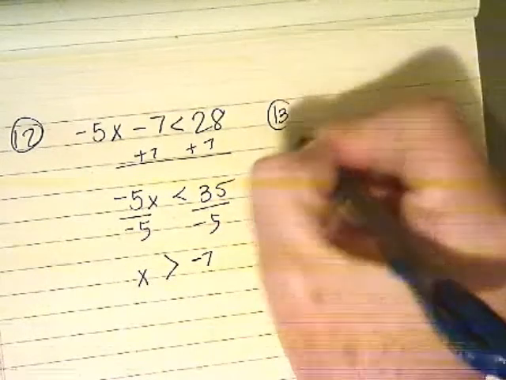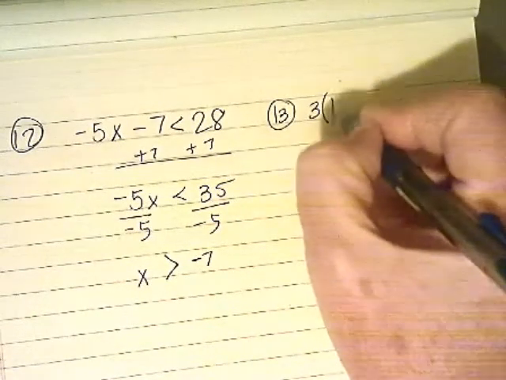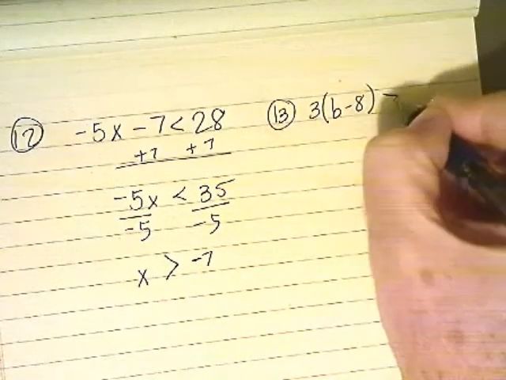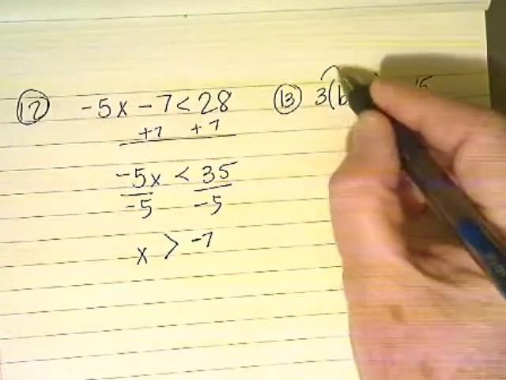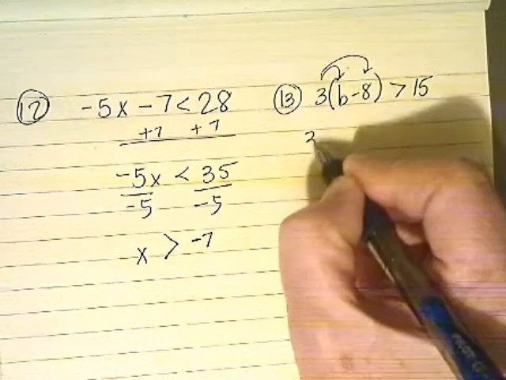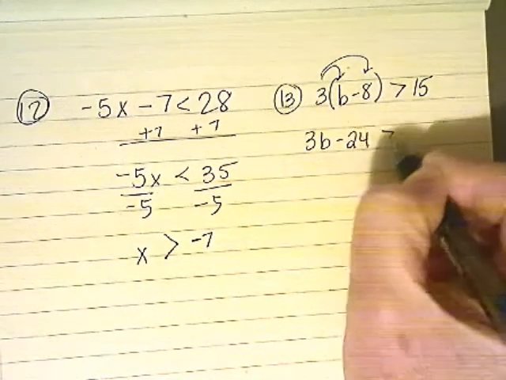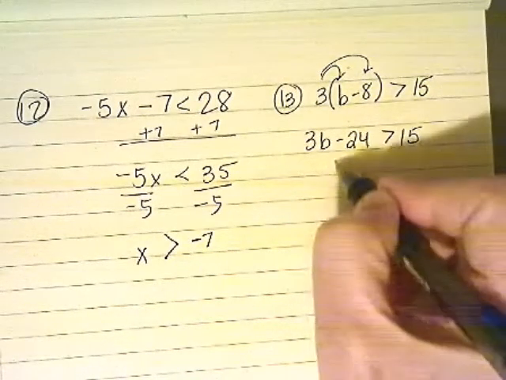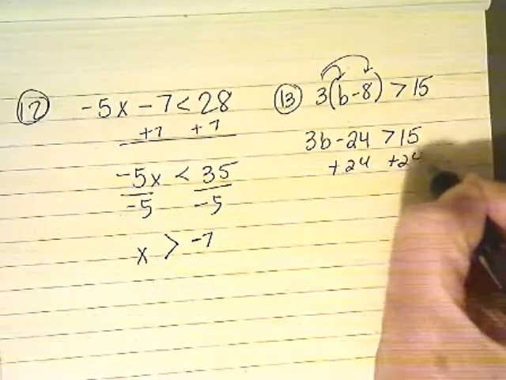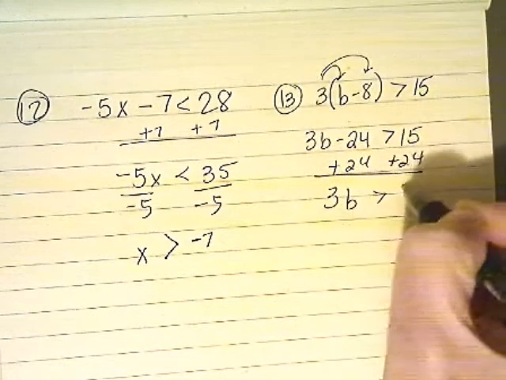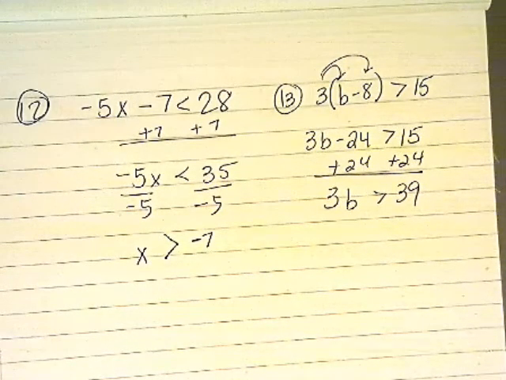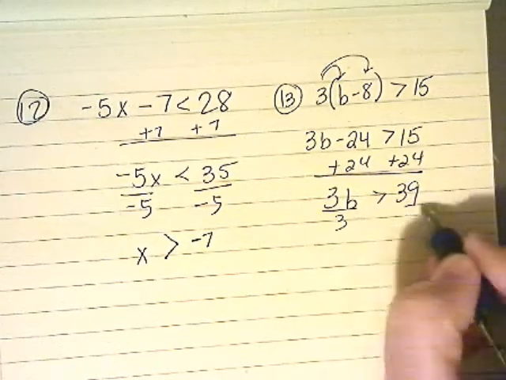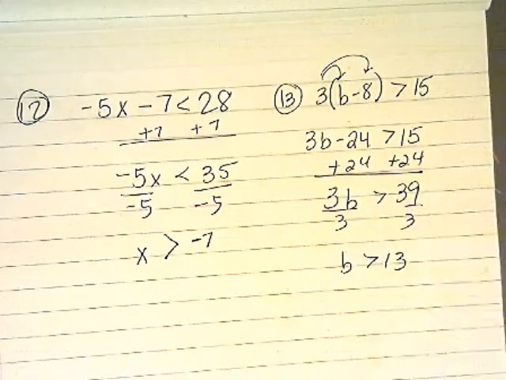Number 13 says 3 times b minus 8 is greater than 15. You're going to start by doing the distributive property. It's where you multiply here. 3b minus 24 is greater than 15. You're going to add 24 to both sides. 3b is greater than 39. And then we will divide by 3. b is greater than 13.